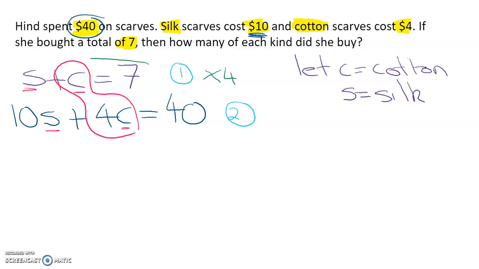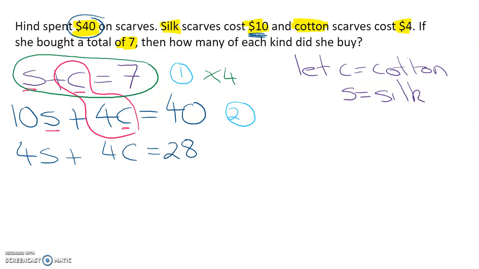Now remember, you need to multiply the whole equation, not just the value you're eliminating. So I have 4S plus 4C equals 28. I'm not going to rewrite my second equation because you can see it's nicely in the correct spot anyway. And this is equation 1 times 4.